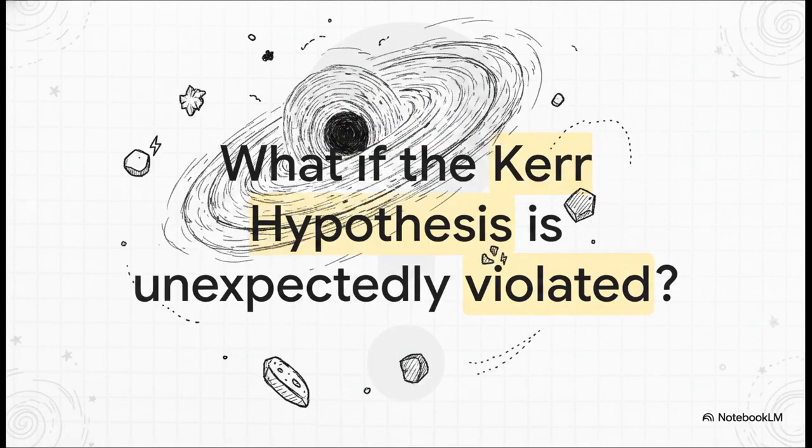And that leaves us with a truly exciting thought. As we peer closer to the event horizon than ever before, using shadows and ripples in space-time to measure these cosmic giants, we really have to ask, what if the Kerr hypothesis is violated? If we do eventually find a fully realized Kerr-Newman black hole holding on to an unexpected charge, what profound new laws of physics or hidden dark matter forces is it hiding?